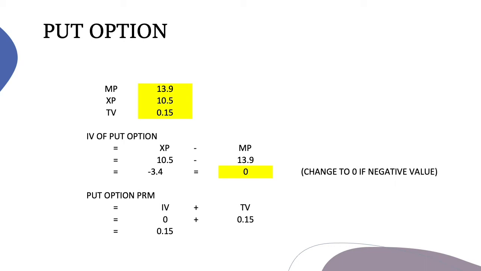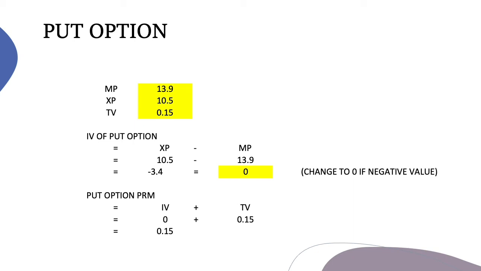Intrinsic value of put option is equal to exercise price of put option minus market price of share. The exercise price of put option is 10.50. The market price of share is 13.90. So you get negative 3.4. If you still remember, when you calculate intrinsic value of an option and get a negative value, you must change it to 0. So for this put option contract, the intrinsic value of the put option is 0, because when you calculate using the formula for put option, you get a negative value.